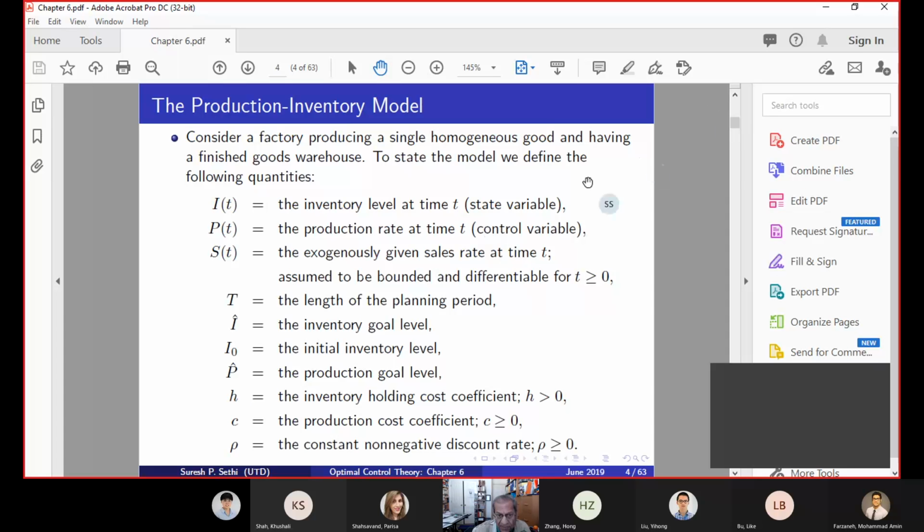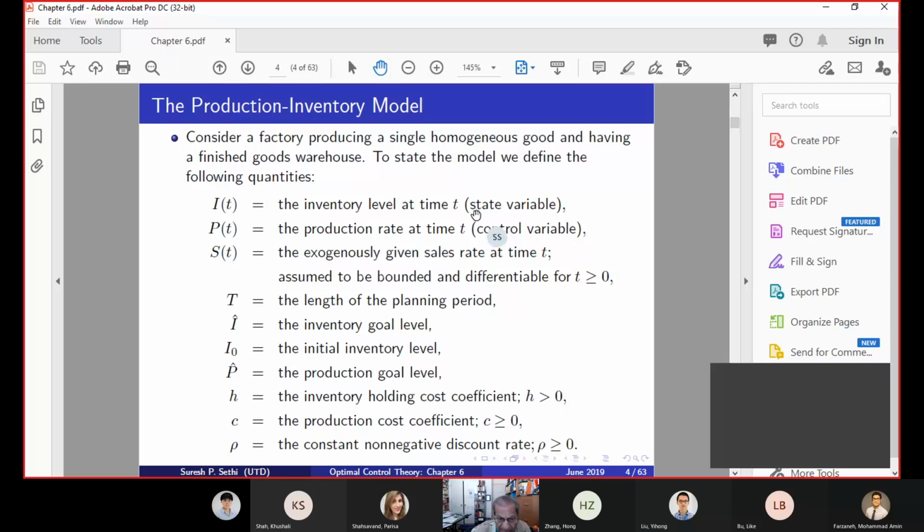What Holt, Modigliani, Muth, and Simon said is that if you deviate from I hat and if you deviate from P hat, it's going to be costly. So that's the idea here. You don't want to deviate from these two levels, and if you deviate, of course, there will be some cost, but we're going to try to minimize the cost of everything.